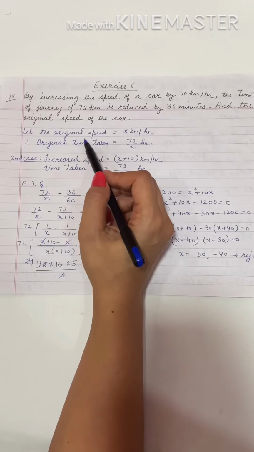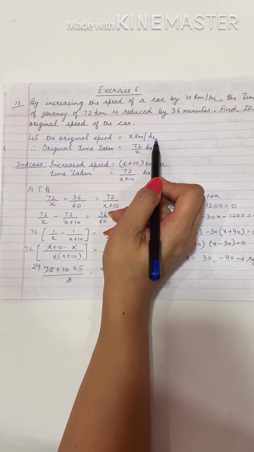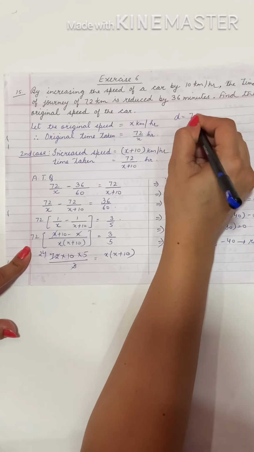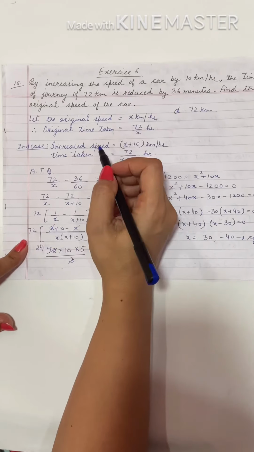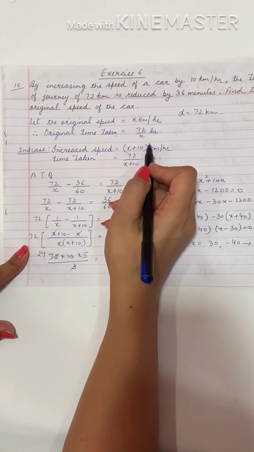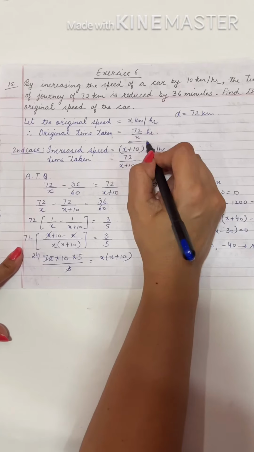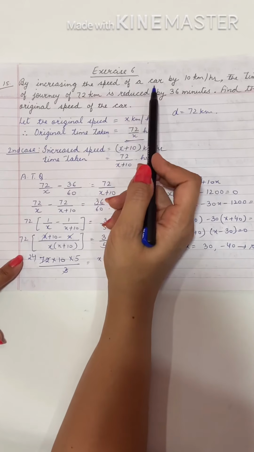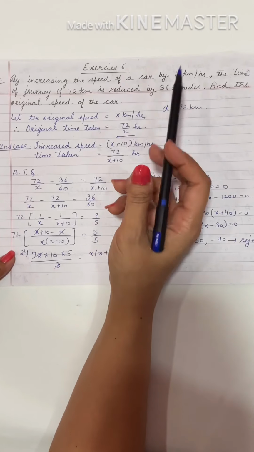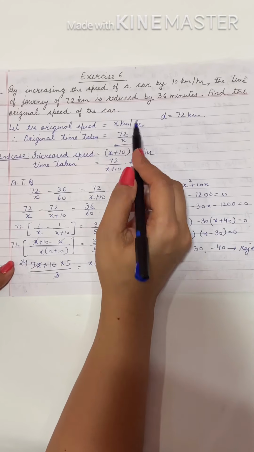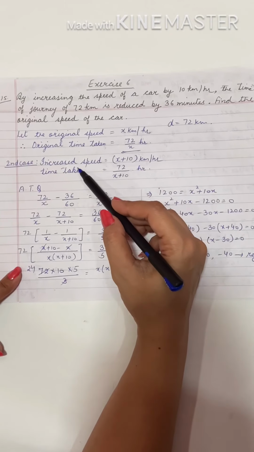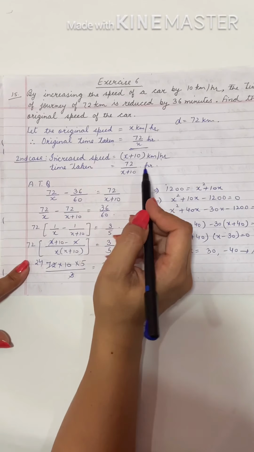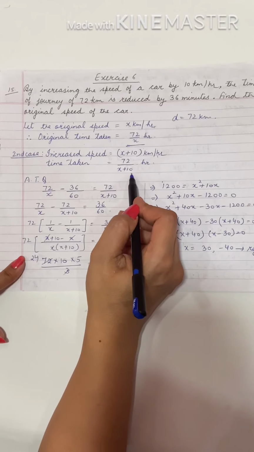So we are going to suppose that the original speed of the car is x kilometer per hour. And distance is given to be 72 kilometers. So using the formula time is equal to distance upon speed, the original time taken is 72 upon x hours. Now the condition given is that the speed of the car is increased by 10 km per hour. That means the original speed was x kilometer per hour and it is increased by 10 kilometers per hour. So increased speed is x plus 10 km per hour. Now in this case time taken will be equal to 72 upon x plus 10 hours.